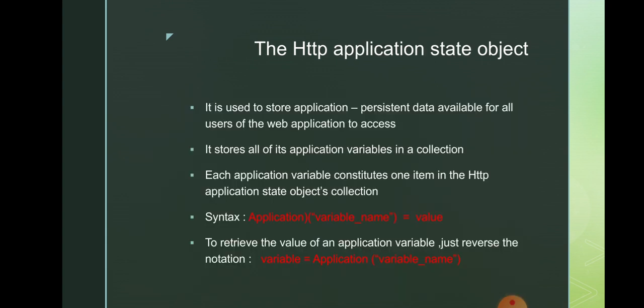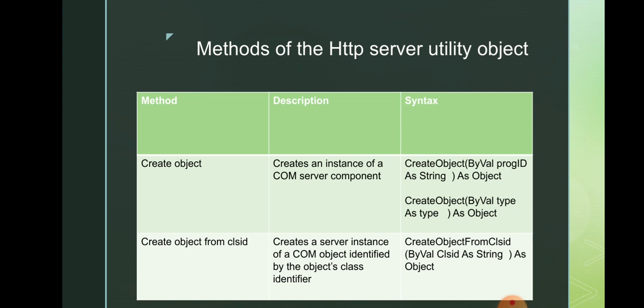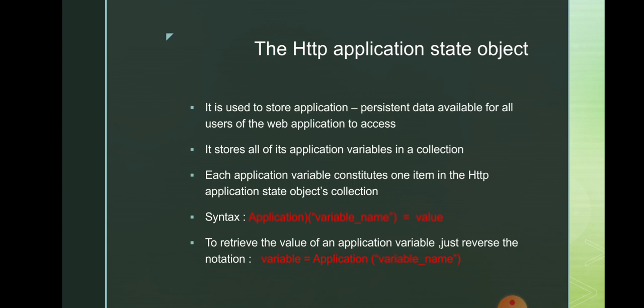Next methods are Execute, GetLastError, HtmlDecode, HtmlEncode, MapPath. These are some of the methods of the HTTP server utility object. Next, the HTTP application state object. The previous one was the HTTP server utility object.